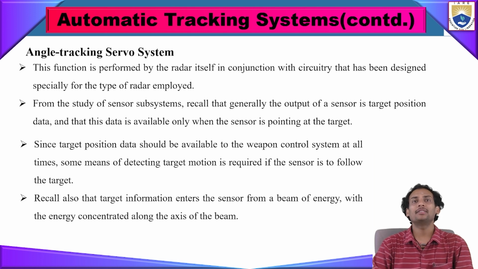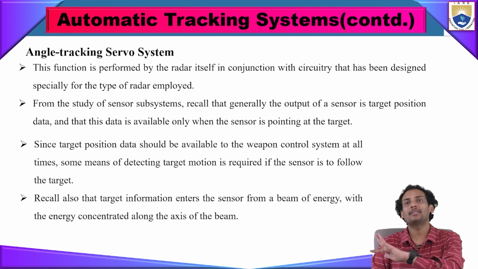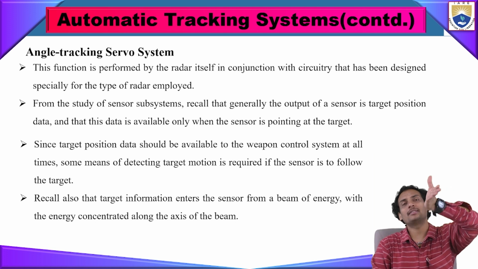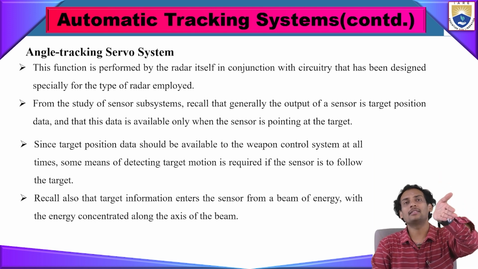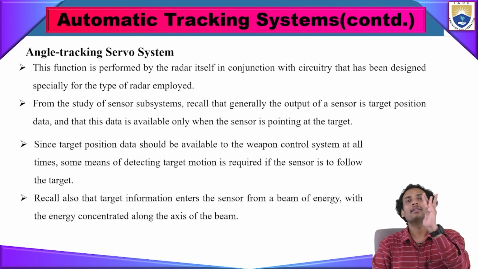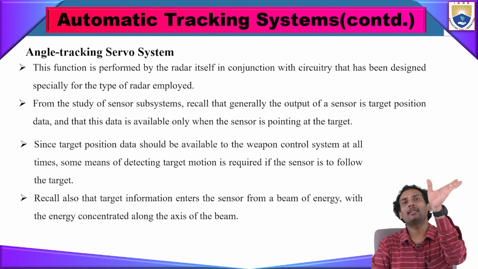So the target position should be available for the weapon control system, and some means of detecting the target motion is required to sense and follow the target. The target information enters the sensor from the beam energy. The energy is concentrated along the axis of the beam, so when the beam energy is there, the sensor can track the system perfectly, so that the radar can detect the target easily.